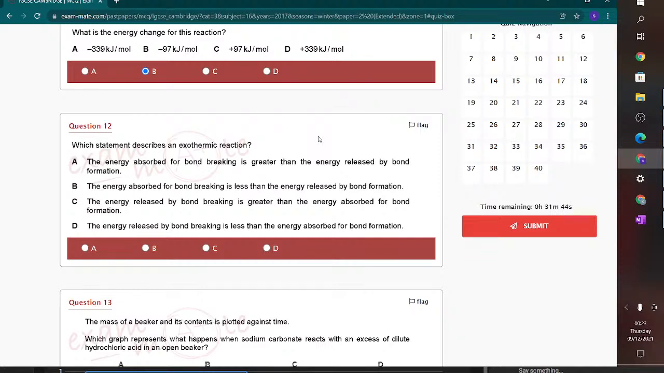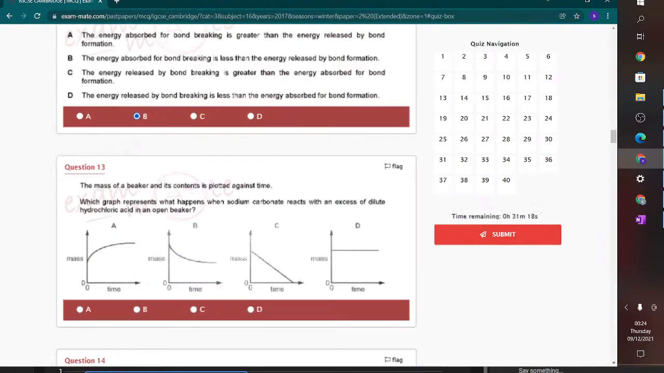This statement describes an exothermic reaction. In exothermic reaction, more energy is released in bond making than absorbed in bond breaking. So let's see our options. The energy absorbed for bond breaking is greater. That's false. The energy absorbed for bond breaking is less than energy released in bond formation. Yeah, that's perfect. We'll check our answers later.